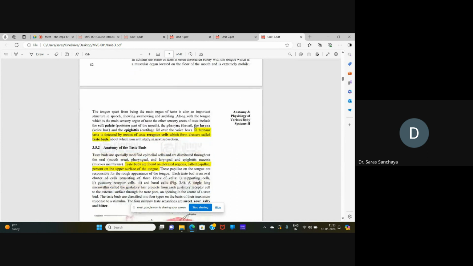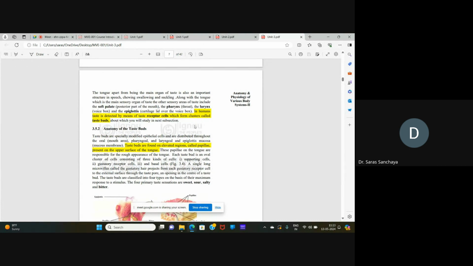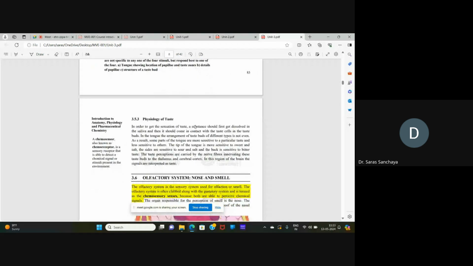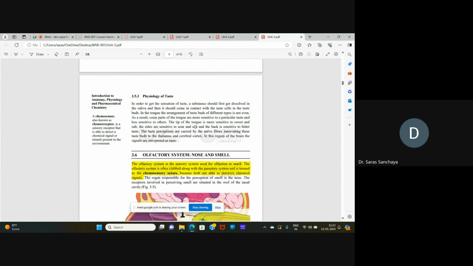Now, anatomy of the taste bud. Taste buds are found on elevated regions called papillae, present on the upper surface of the tongue. Physiology of taste. In order to get that sensation of taste, a substance should first get dissolved in the saliva, and then it should come in contact with the taste cells in the taste buds. In the tongue, the arrangement of the taste buds of different types is not even. As a result, some parts of the tongue are more sensitive to a particular taste and less sensitive to others.